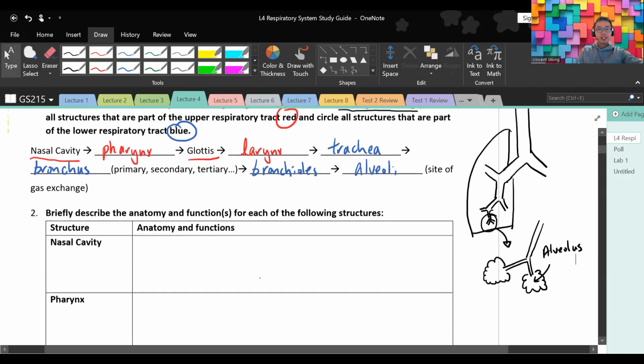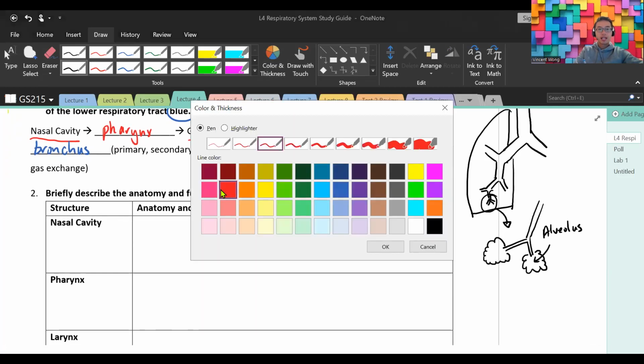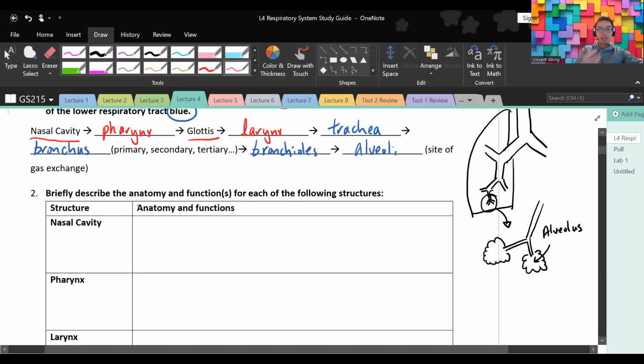All right, briefly describe the anatomy and functions of each of the following structures. So the nasal cavity, let's start with that. Nasal cavity is basically the immediate area inside your nose, and it actually is quite big. And the nasal cavity is responsible for warming. So it warms, moistens, and filters the air that we breathe.